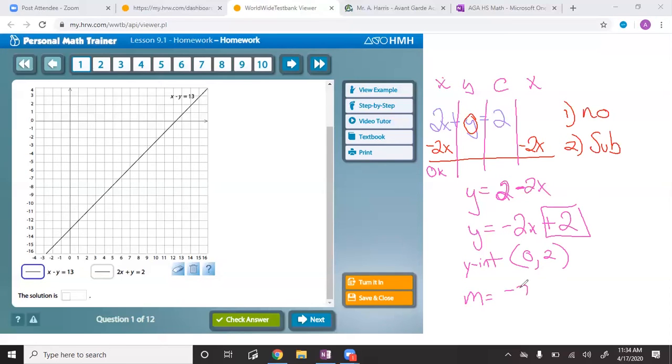Negative 2x. No x. Negative 2 over 1. There you go. So what does that tell me to do? That's your starting point. What's your starting point? Your starting point is 0, 2. There you go. And then what would I do? And then you go down 2 and then to the right 1. There you go. All right.